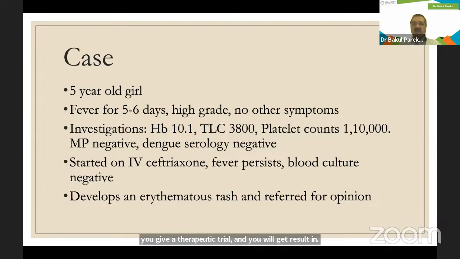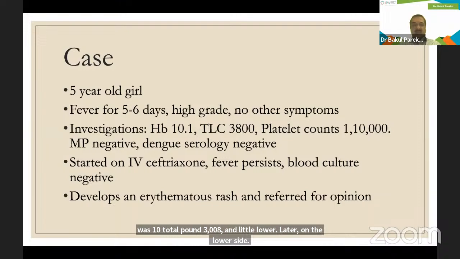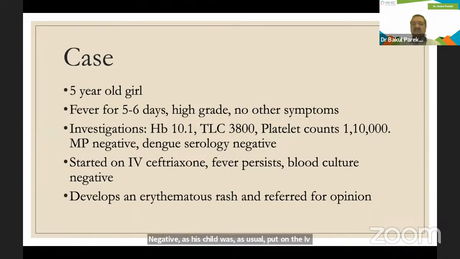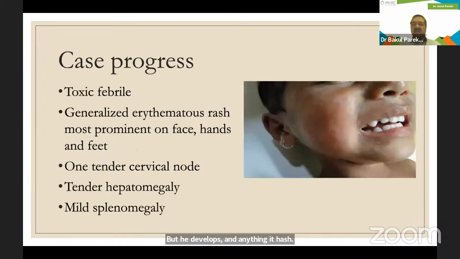A 5-year-old girl, fever for 5 to 6 days, high grade, no other symptoms. Hemoglobin was 10, total count 3,800, a little lower. Platelets on the lower side. Malarial parasite was negative, dengue was negative, and the child was as usual put on IV ceftriaxone, but fever persisted. Blood culture came negative, so enteric fever was almost ruled out, but she develops an erythematous rash and is referred for an opinion. And this was the rash.